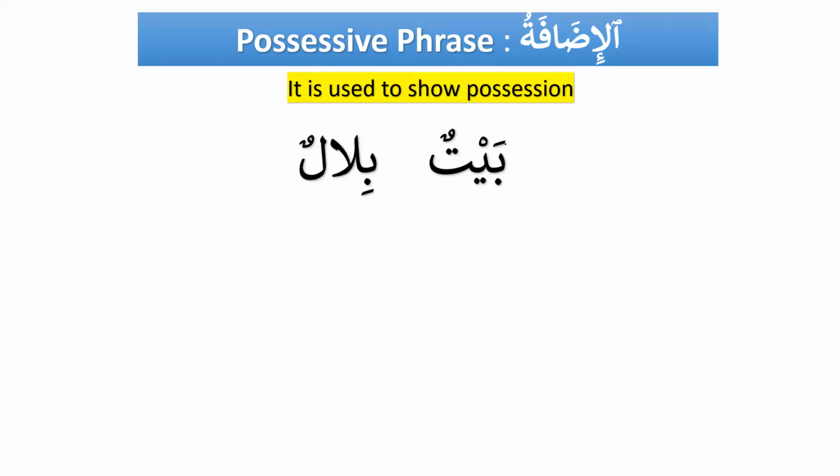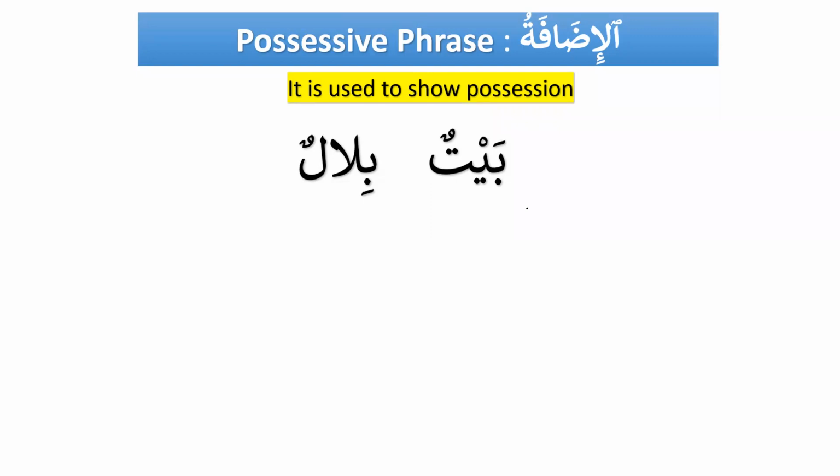Okay, now we have two nouns together. Baytun, Bilalun. Please focus on this. Write it down. If you're using your phone, please stop using your phone. If you're lying down, please sit up properly and focus on this. Baytun means a house and Bilalun means Bilal. Does it make any sense? A house, Bilal, or Bilal, a house. We have two nouns together, but we do not have a clear meaning.